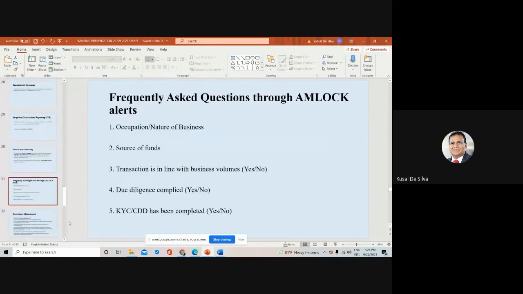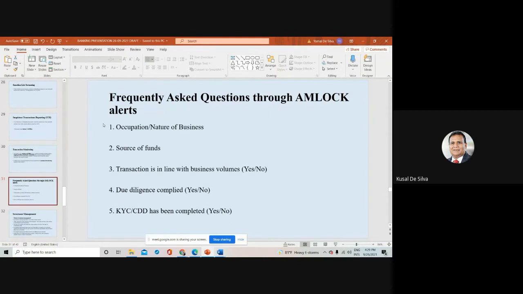Then, frequently asked questions: occupation, nature of business, you should know. Sources of funds, you should know. Whether the transaction is in line with the business volume, you should know. Then due diligence complied, you have to say yes. Then KYC CDD has been completed, you have to say yes. Transaction in line with the business. These are the screening process, basically.